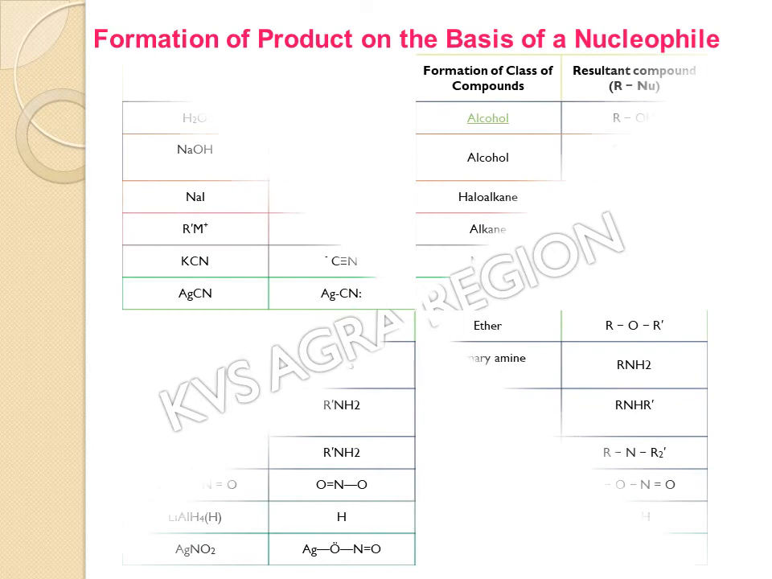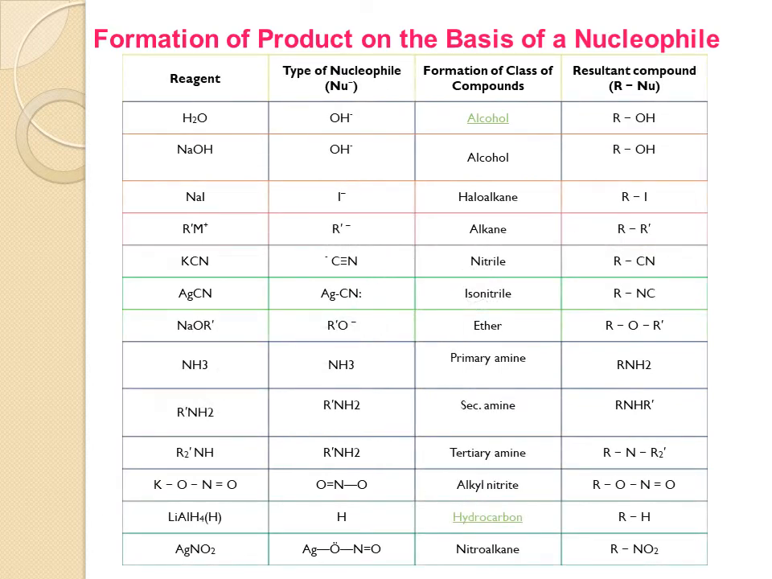Here we have a table showing formation of products on the basis of a nucleophile. We can see in this table the reagents, along with the type of nucleophile that they will produce and the compound which will be formed. This table is very helpful in carrying out various conversions.